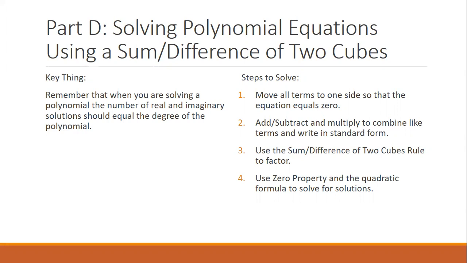So steps to solve. 1, we're going to move all terms to one side so that the equation equals 0. 2, we're going to add, subtract, and multiply to combine like terms and write in standard form. 3, we're going to use the sum and difference of two cubes rules to factor. And then 4, we're going to use the zero property and the quadratic formula to solve for the solutions.